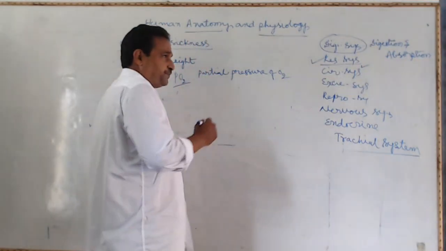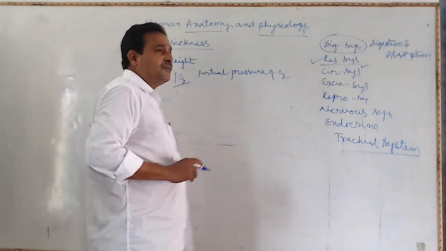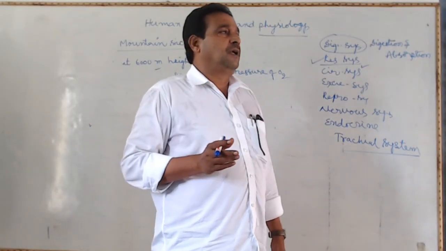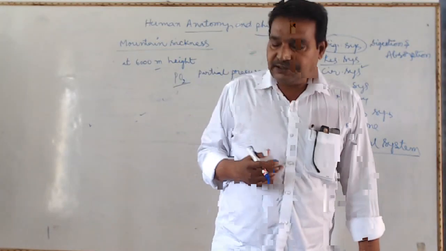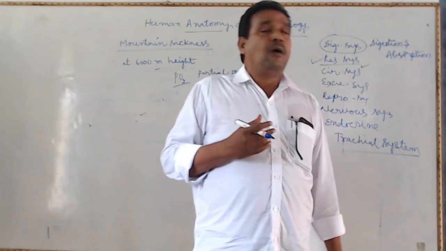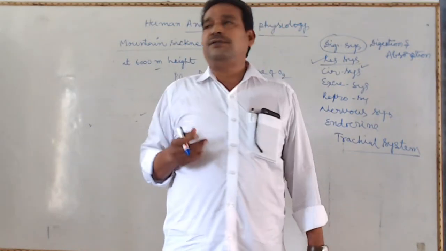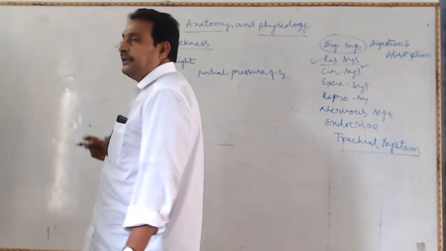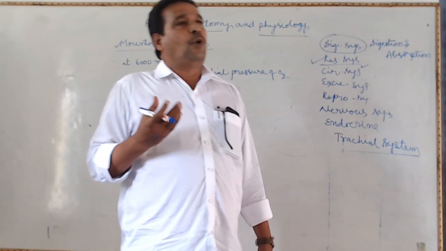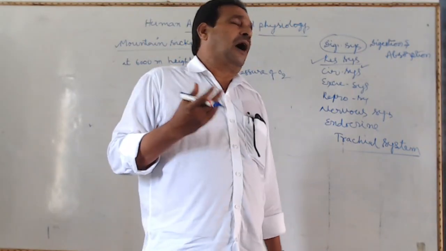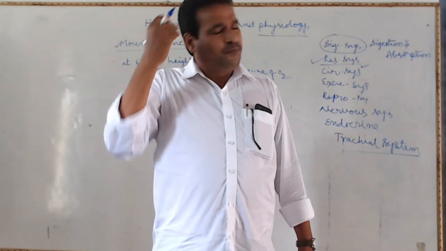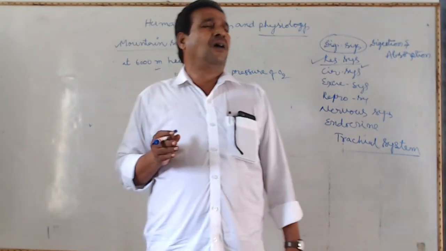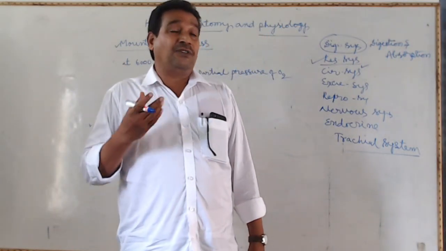So above 6,000 meters of height, we cannot survive without supplemental oxygen. That is called mountain sickness. It leads to hypoxia: very low levels of oxygen in our blood, and very low levels of oxygen in the atmosphere also. So that condition is hypoxia.